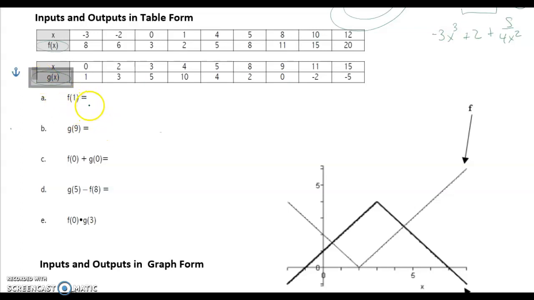So if they're asking us for f of 1, what we need to notice is 1 is an input value. So we need to come up here to the input line, and we see when the input is 1, the output is 2.